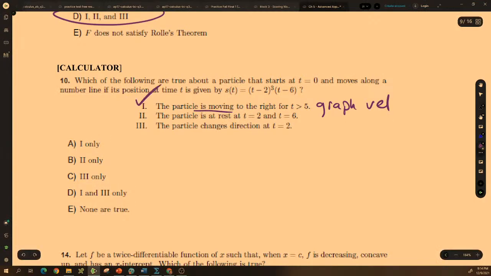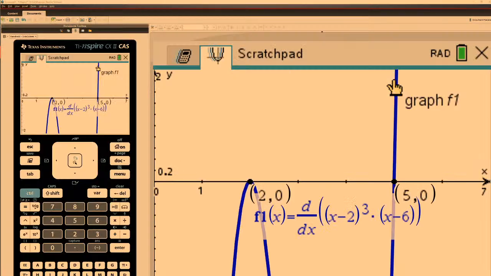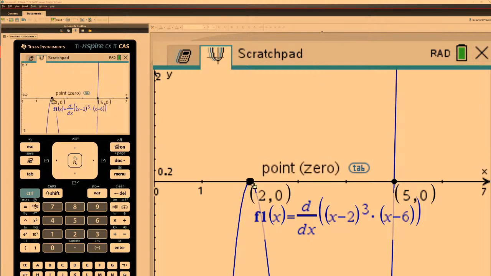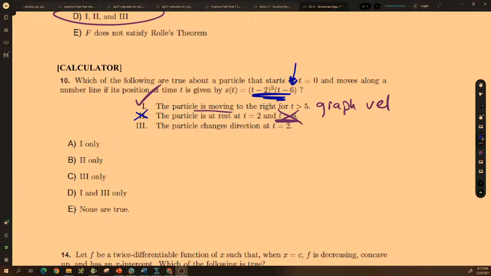Then number 2 says the particle is at rest at time 2 and time 6. This is wrong. It was time 2 and time 5. I think what they were trying to do on this question is trick people who didn't graph it, right? When you graph it, it's obvious that it's 2 and 5. But if you didn't graph it, you might have thought it was going to be 6. So that's wrong. And then the particle changes direction at time 2. Well, if we go back to our graph, we can see the particle actually doesn't change at 2. It changes at 5, but not at 2. So this one is wrong as well. So this was only number 1.